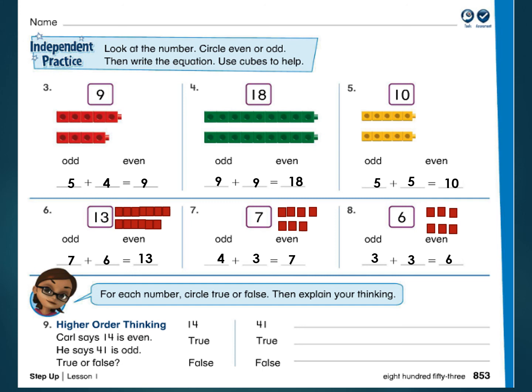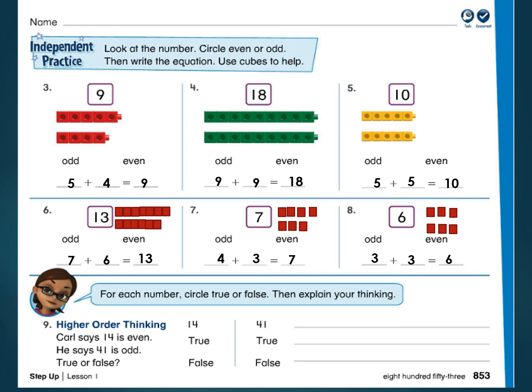Now number 9, higher order thinking. Carl says 14 is even. He says 41 is odd. True or false? What do you think, boys and girls? Is 14 an odd or even number? 14 is an even number. Why? Because it has 4 as ones, and 4 is an even number, so 14 is an even number. So 14 is even, true.